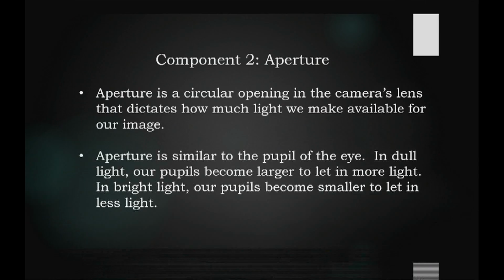Okay, so after that we have what's called aperture. So aperture refers to the circular opening in which the camera's lens that dictates how much light is available for the image. So not how long the shutter's open, but basically how big the circle's going to be that is going to let the light in onto the photo.